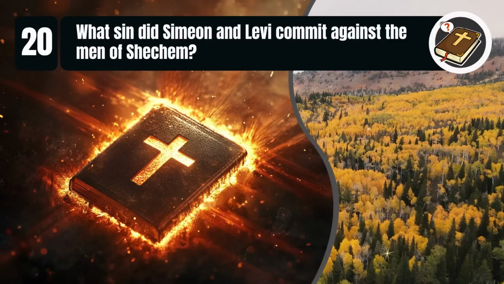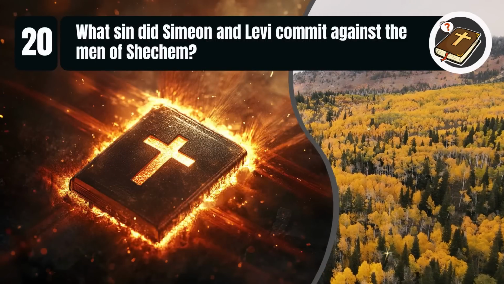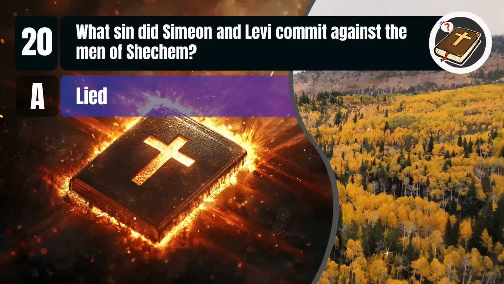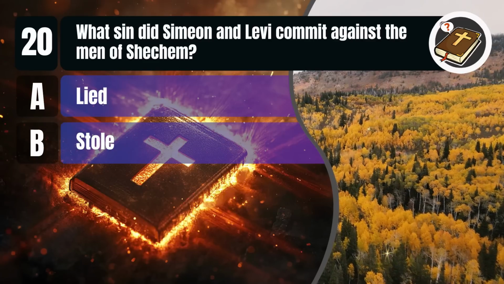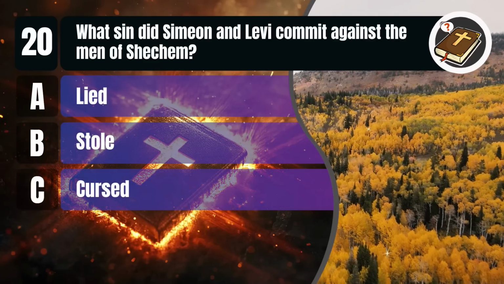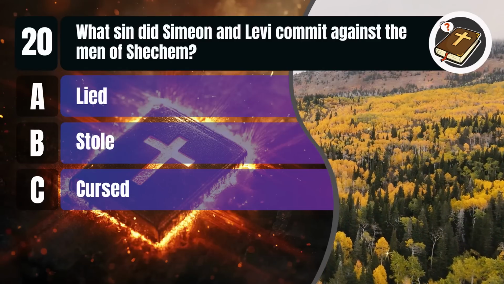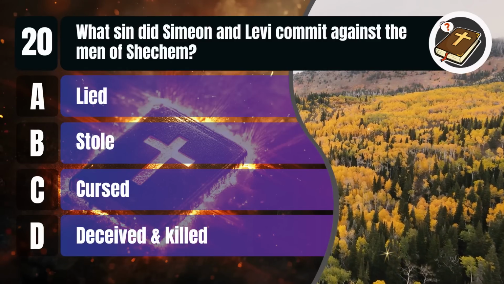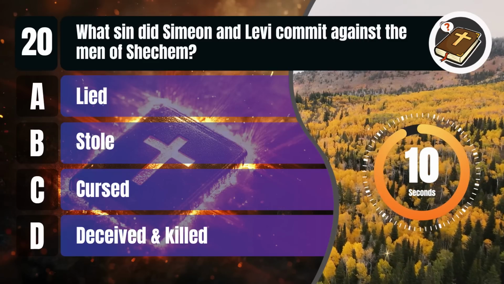Question 20. What sin did Simeon and Levi commit against the men of Shechem? A. Lied. B. Stole. C. Cursed. D. Deceived and killed. You get 10 seconds.